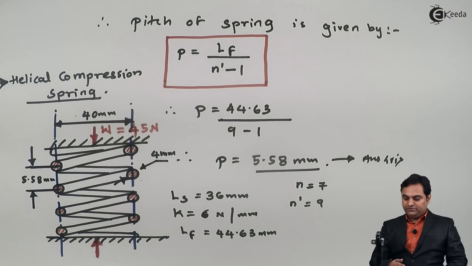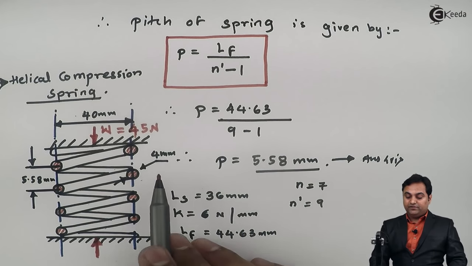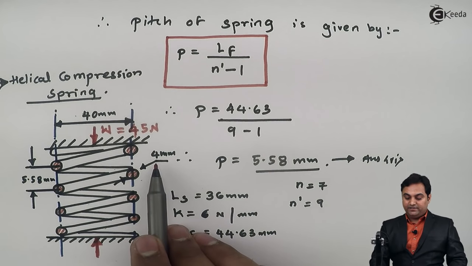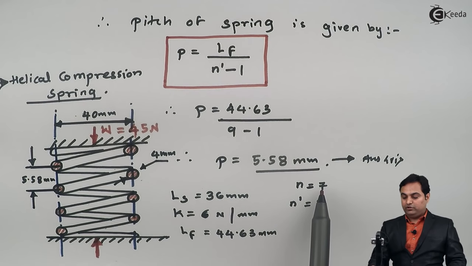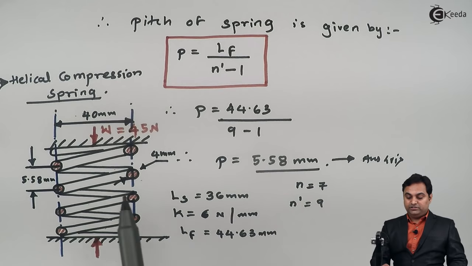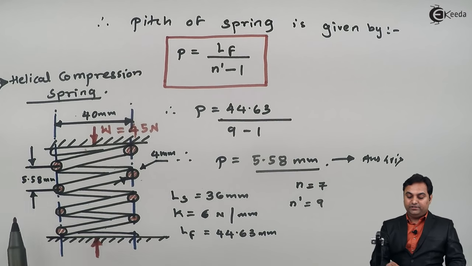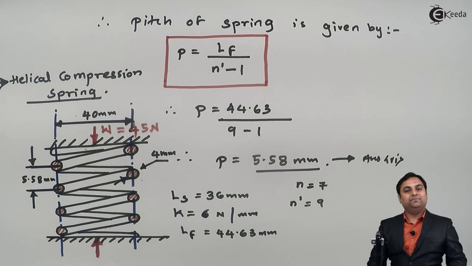So for that purpose, whatever unknown values were necessary for designing the spring, we have found out, starting with the diameter of wire, mean coil diameter, then stiffness, and after that the solid length. Next, there was the number of active coils and the total number of coils, because the upper and lower two coils do not take part in the deflection. Then we have calculated free length, and finally the pitch, and with this we complete this design.